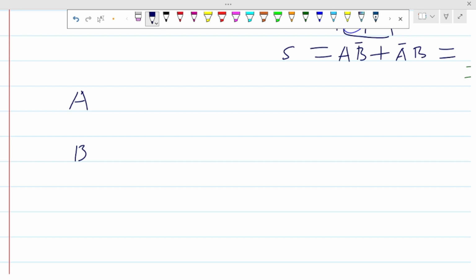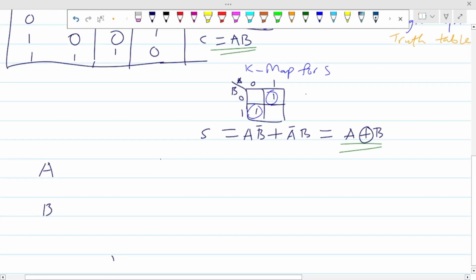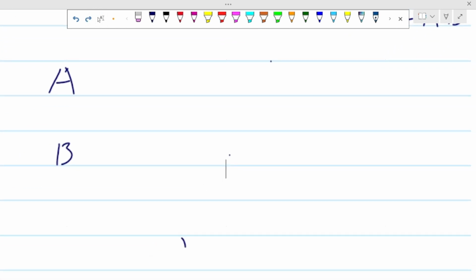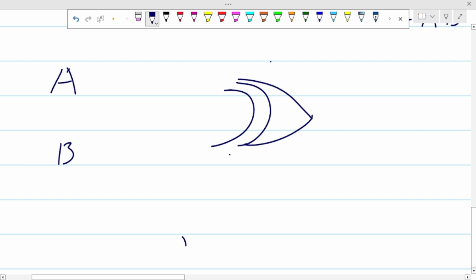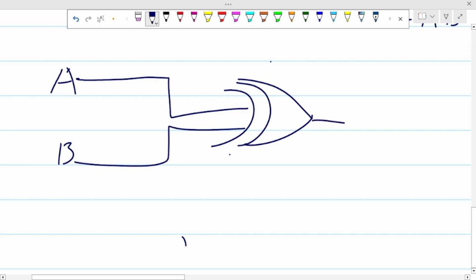So the next thing will be to draw our circuits, or logic symbols. So for S, this is the symbol, right? Exclusive OR. So we just give that symbol for exclusive OR, which is this. Good. So A comes here, B comes here. So this is S. Done with that.